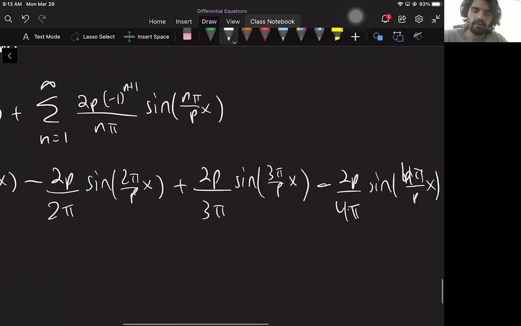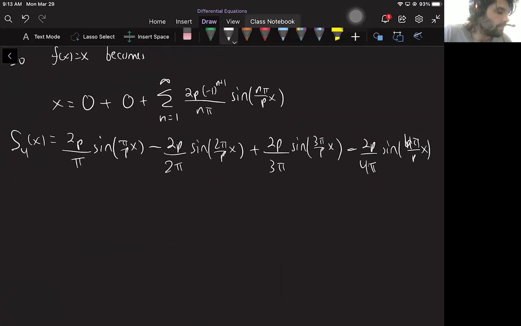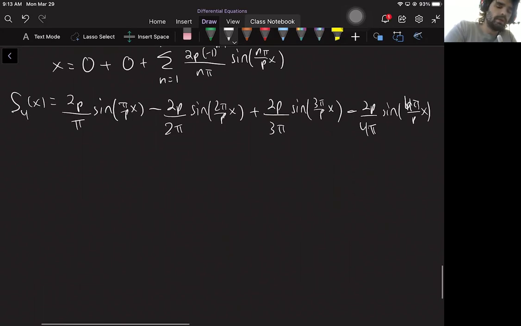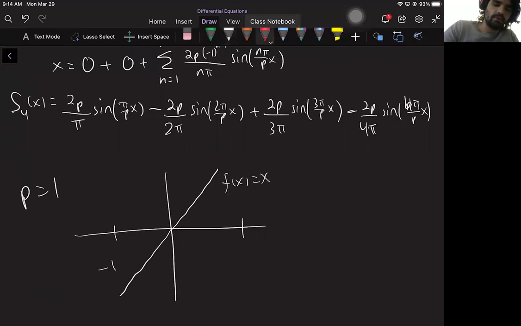So now you see we could plug in p of our choice later at the end, so we can do this for various numbers. So like if I plug in p equals 1, for example, then that means I'm looking at this function from negative 1 to 1. And S4 is going to look something like this.